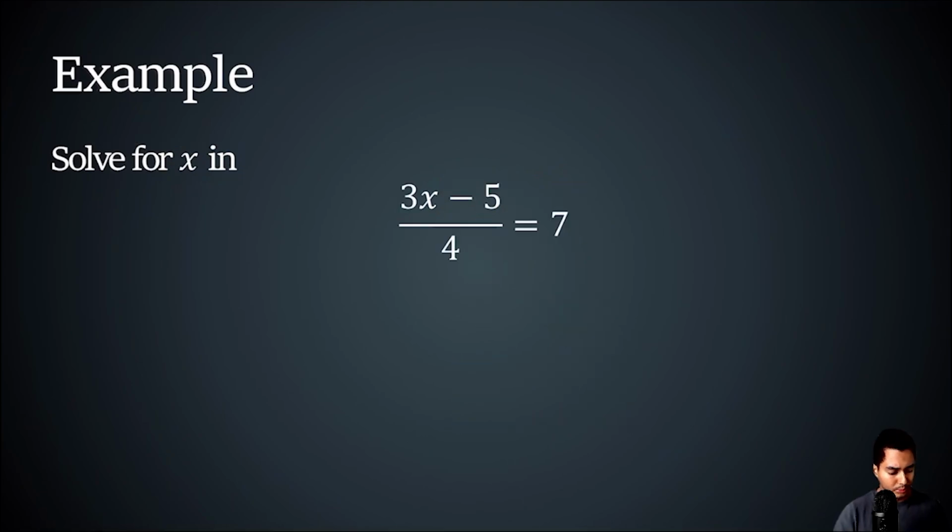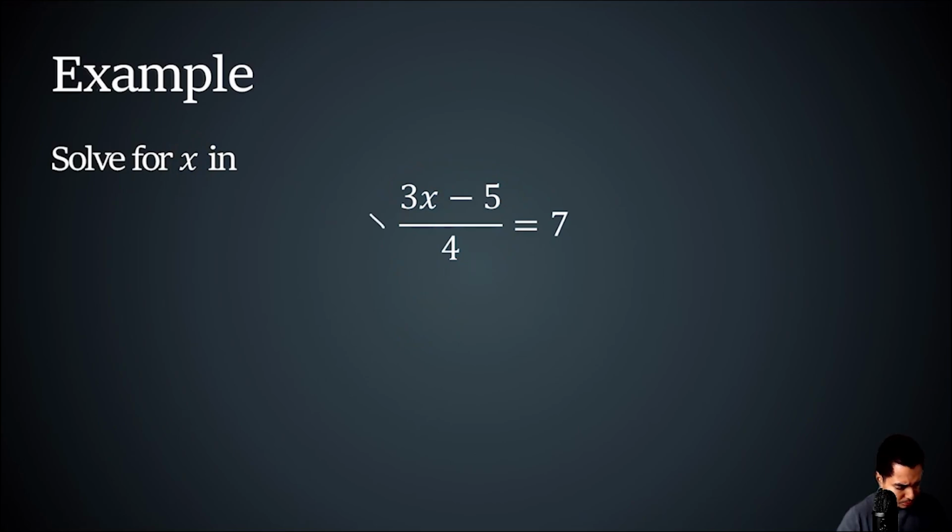So in this example, we need to solve for x in this equation, (3x minus 5) over 4 equals 7. Okay, so notice that we have 3x minus 5 divided by 4. This entire thing is glued together because of that minus sign. So let's start with this 4 here.